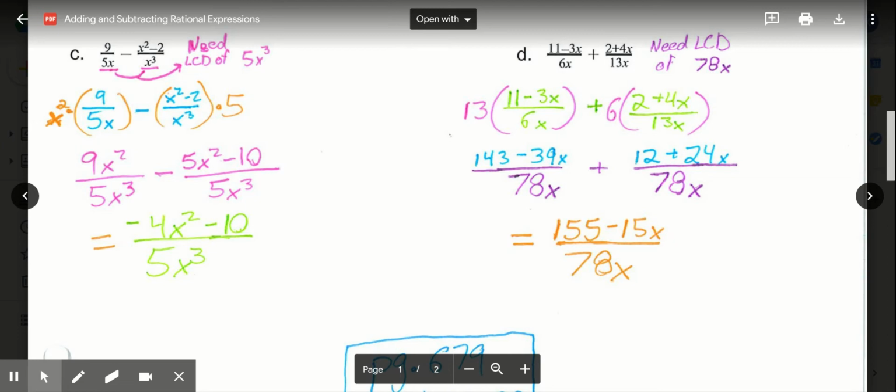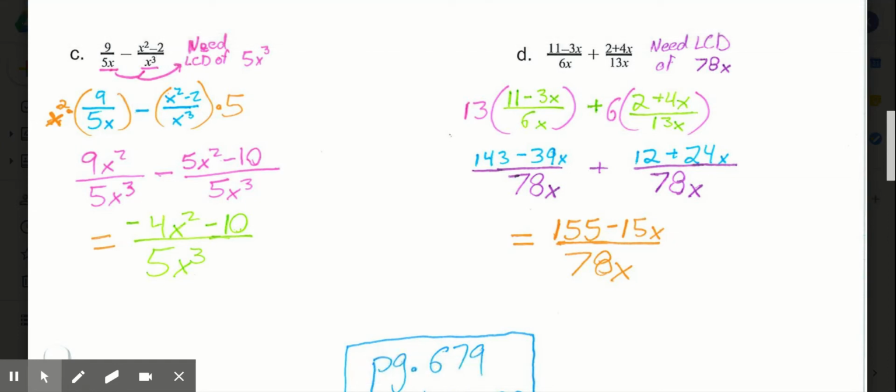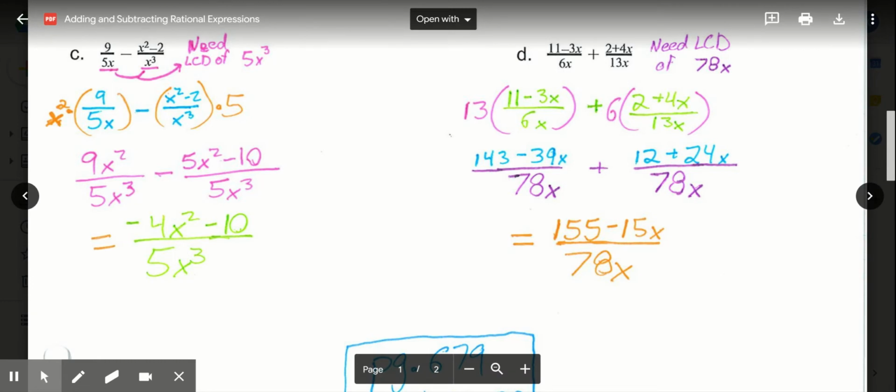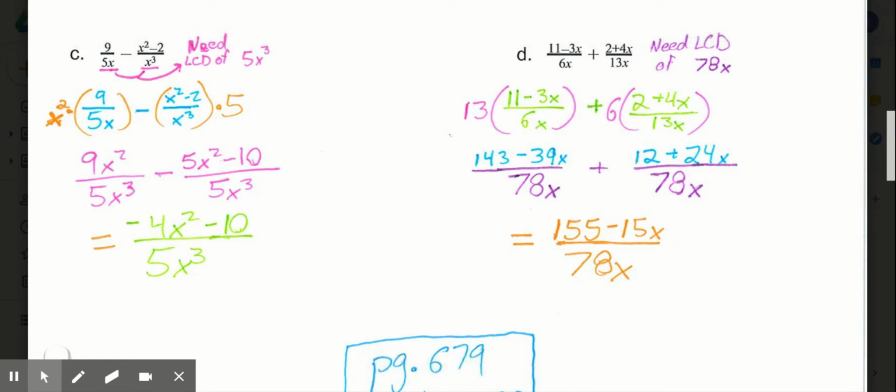So the fraction on the left, to get 5x to 5x to the third, I need to multiply that fraction by x squared. The fraction on the right, to get x to the third to 5x to the third, that fraction needs to be multiplied by 5. Do our multiplication, and we have 9x squared over 5x to the third minus, and on this one you need the distributive property, 5x squared minus 10 over 5x to the third.